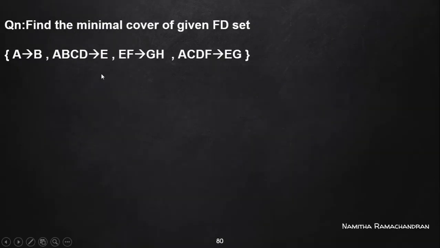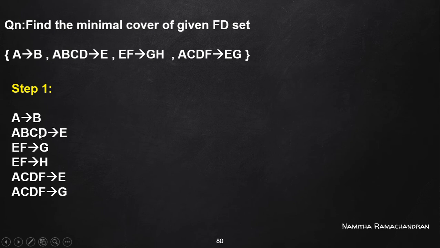Okay, consider one more example. The set of dependencies: A implies B, A, B, C, D implies E, E, F implies G, H, A, C, D, F implies E, G. Right? So the first step, make sure that the RHS contains a single attribute only. So here it contains a single attribute, but here and here contain more than one attribute. So we can rewrite this as A implies B, A, B, C, D implies E, E, F implies G, E, F implies H. Apply the decomposition rule here, and here also apply the decomposition rule and separate E and G.